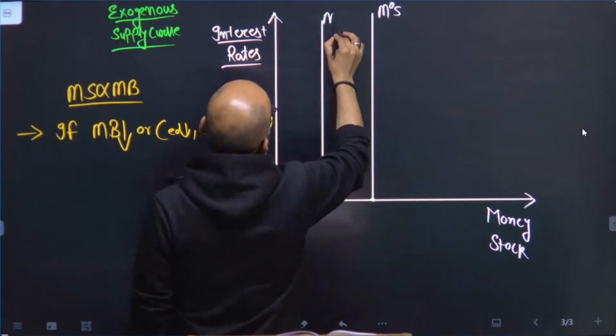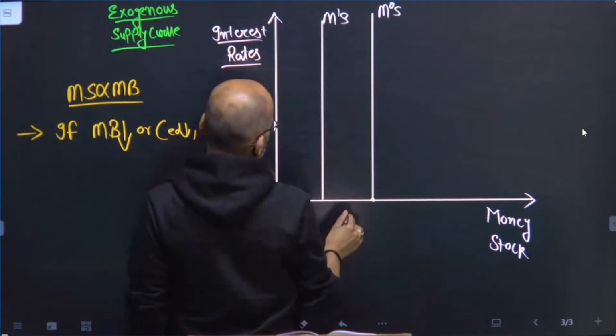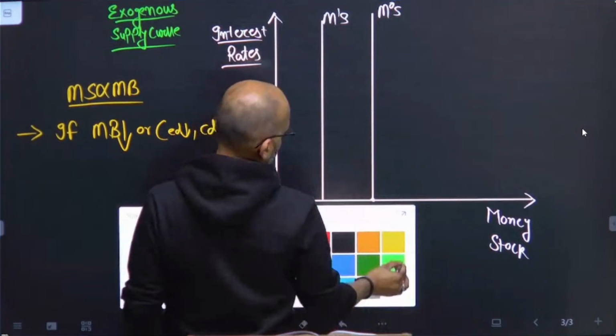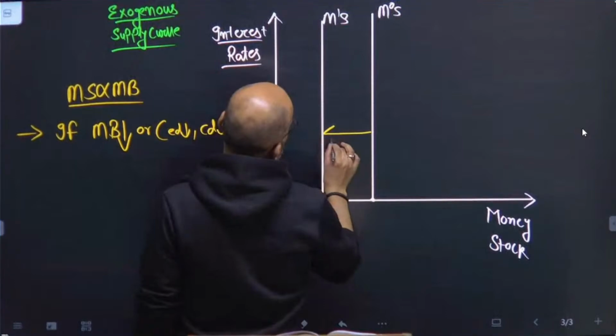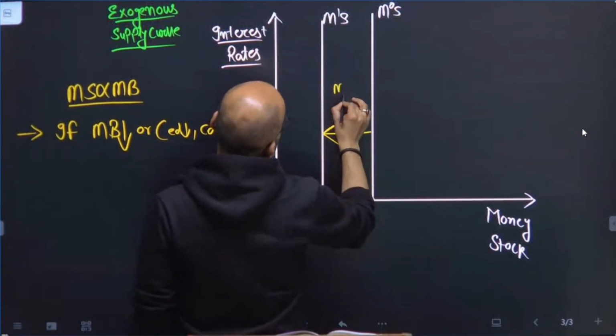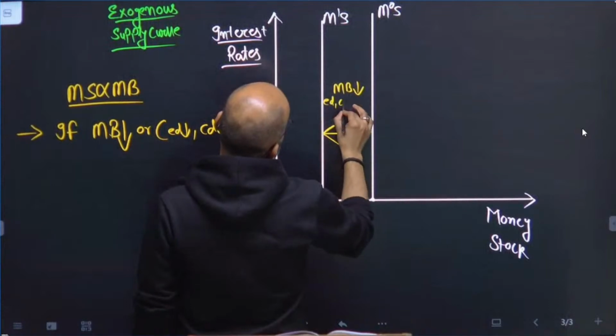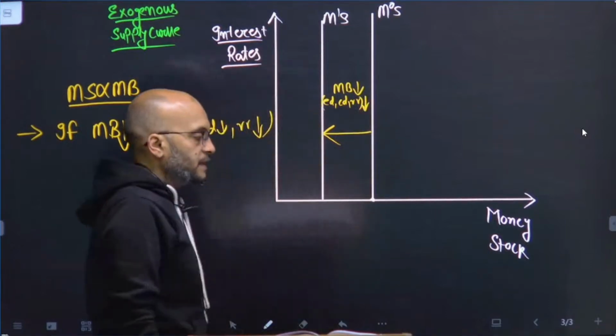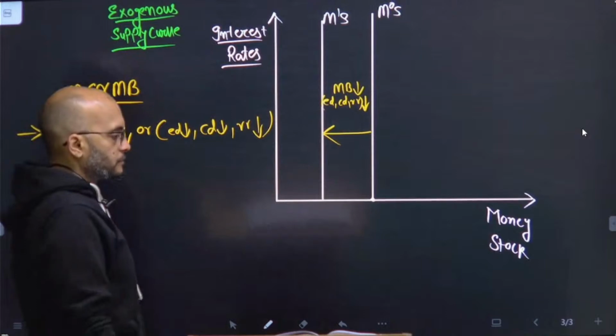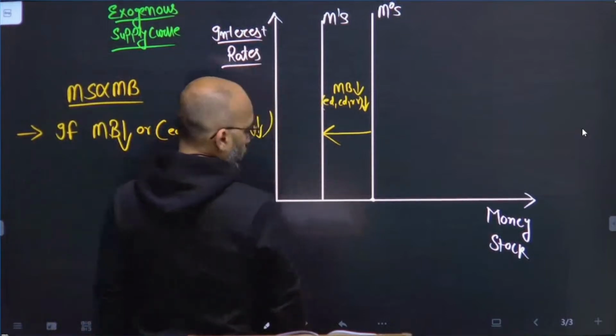So this will be M1S. And this is leftward shift. When MB decreases, ED, CD, RR decrease. Clear? Note it, draw it.